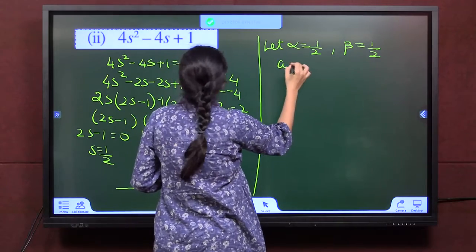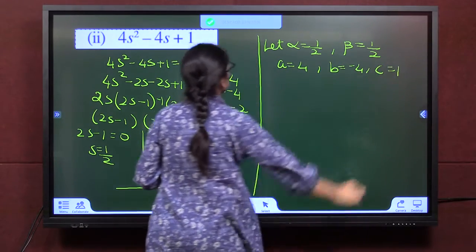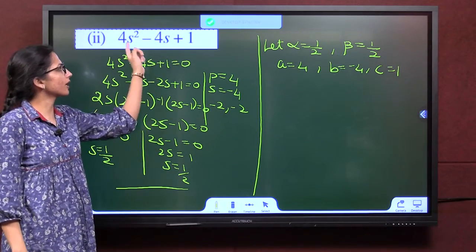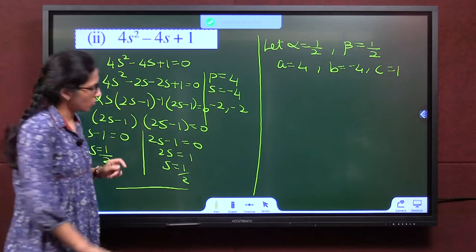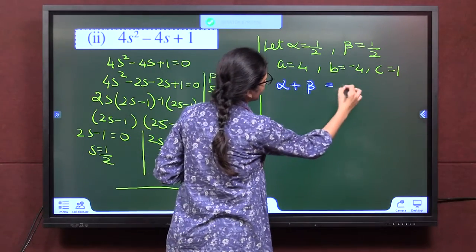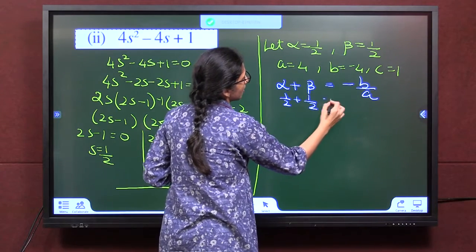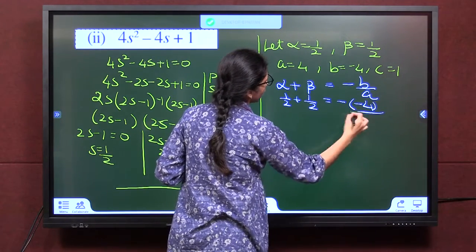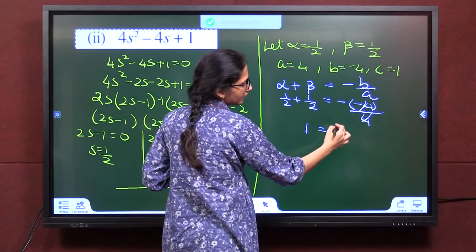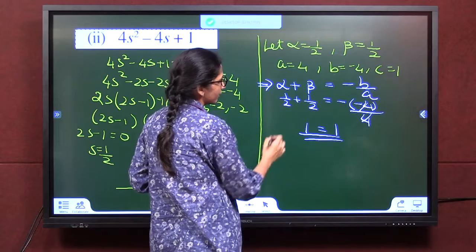What is a? a is 4, b is minus 4 and c is 1. How? General form of a quadratic equation is ax square plus bx plus c. So a is 4, b is minus 4, c is 1. So now verifying the relationships, alpha plus beta should be minus b by a. Alpha is half, beta is half, minus b is minus of minus 4, a is 4. Half plus half is 1, 4 cancels, minus into minus is plus. 1 equals 1, LHS equals RHS, hence first relationship verified.